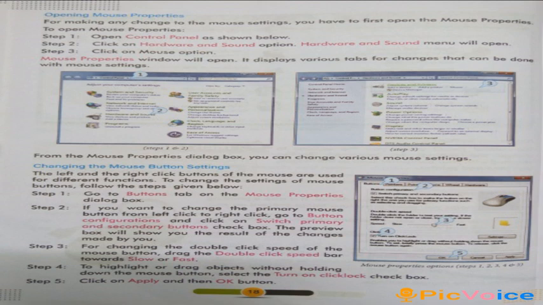Step 3. For changing the double click speed of the mouse button, drag the double click speed bar towards slow or fast. Step 4. To highlight or drag objects without holding down the mouse button, select the Turn on Click Lock checkbox. Step 5. Click on Apply and then OK button.